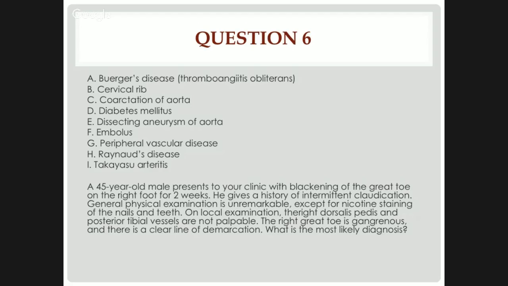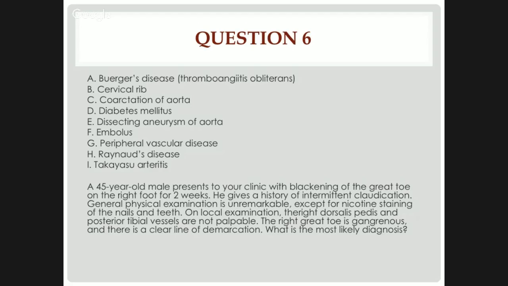45-year-old male presents to the clinic with blackening of the great toe over 2 weeks. It's gotten worse gradually. He gives a history of intermittent claudication. His examination is normal, but he's got nicotine staining of the nails and teeth, meaning he's a smoker. On examination, you can't feel his right dorsalis pedis and posterior tibial vessels. So he's obviously got atherosclerotic disease in his lower limb vasculature. The right great toe is gangrenous. So this is someone who's had a protracted course. They've got a history of intermittent claudication. It's a gradual presentation, which leads you to peripheral vascular disease. So that's how you separate the two.